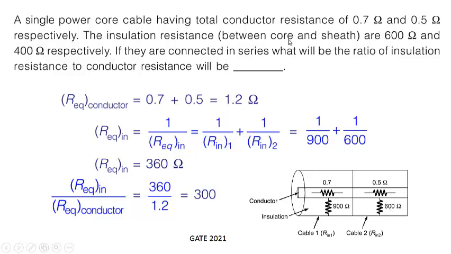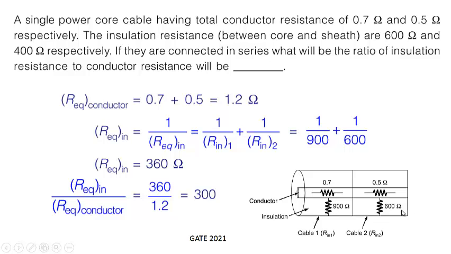The insulation resistance between the core and sheath that we have discussed already is 600 and 400 respectively. If they are now connected in series, what will be the ratio of insulation resistance to the conductor resistance? So we need to find out the insulation resistance ratio to the conductor resistance. When they are connected in series, you can see these two will be in series. They will be simply calculated as 0.7 plus 0.5, that comes out to be 1.2.